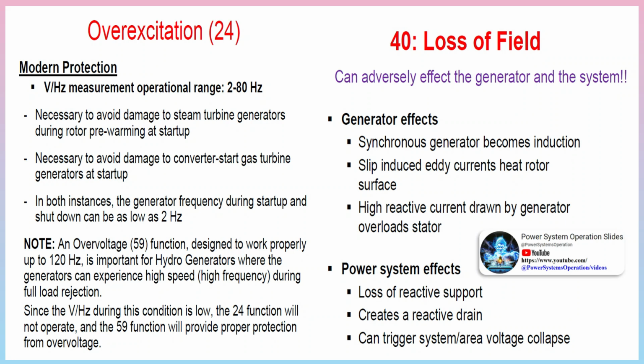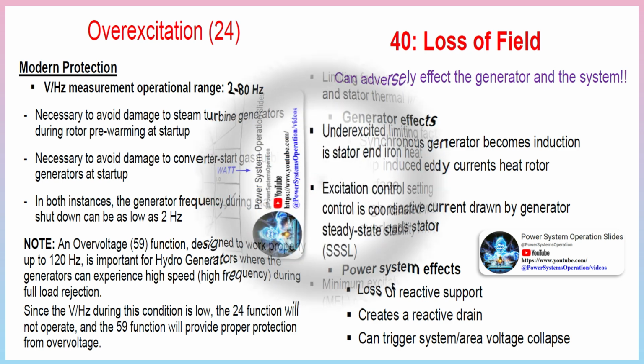Ferranti effect, reactor out, capacitors in, and runaway LTCs. Volts by Hertz protection protects the machine against excessive V by Hertz overfluxing. Legacy protection is typically stair-step: 2 definite time set points, 2 definite time elements.